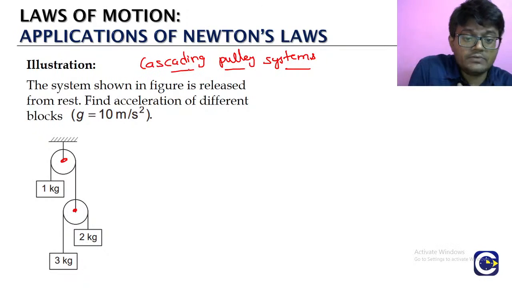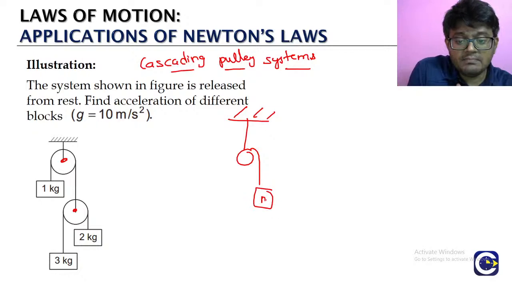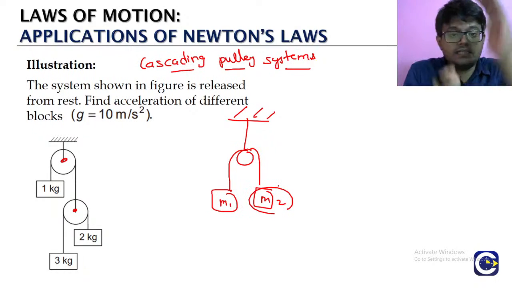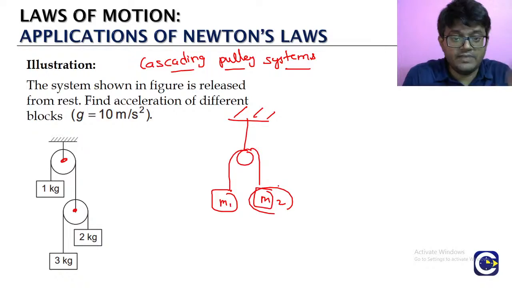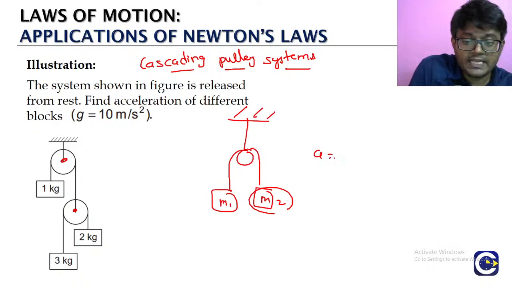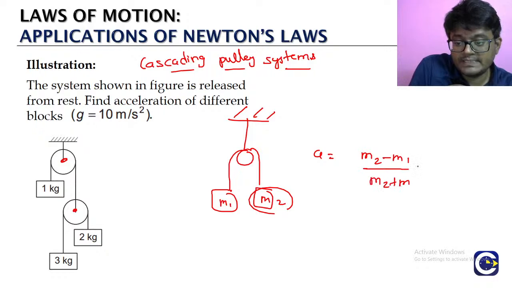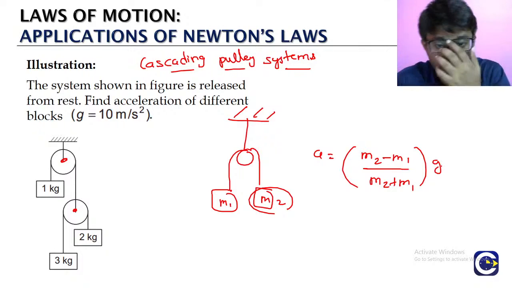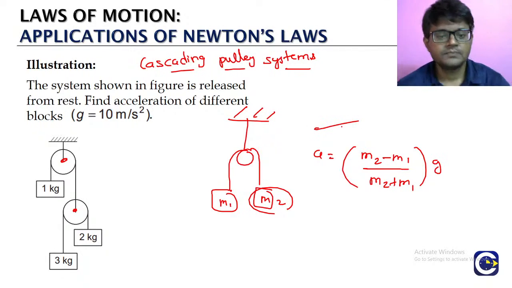Remember, if you have just one pulley, this side a mass m2, that side a mass m1. If, say for example, m2 is higher, the acceleration of the objects when they move across the pulley, what is the formula for the acceleration? m2 minus m1 by m2 plus m1 whole multiplied by g. This is what we have seen, right? Higher side mass minus lower side divided by total mass into g. This value already we have derived.